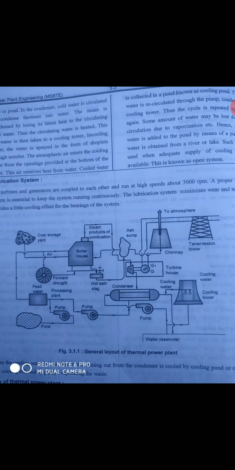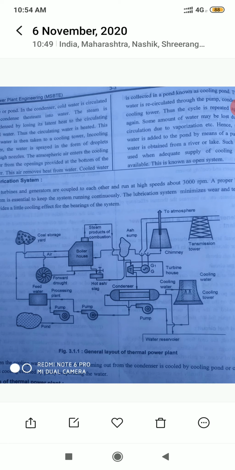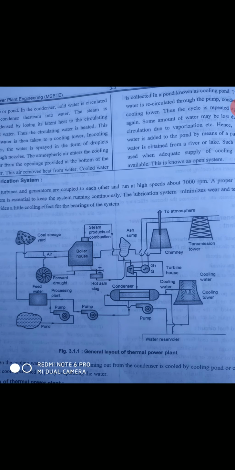The exhaust steam from the turbine is condensed in the condenser. The quantity of cooling water required to condense the steam is large and is taken from river, a lake or pond. In the condenser, cold water is circulated to condense the steam into water. The steam is condensed by losing its latent heat to the circulating cold water. Thus, the circulating water is heated.